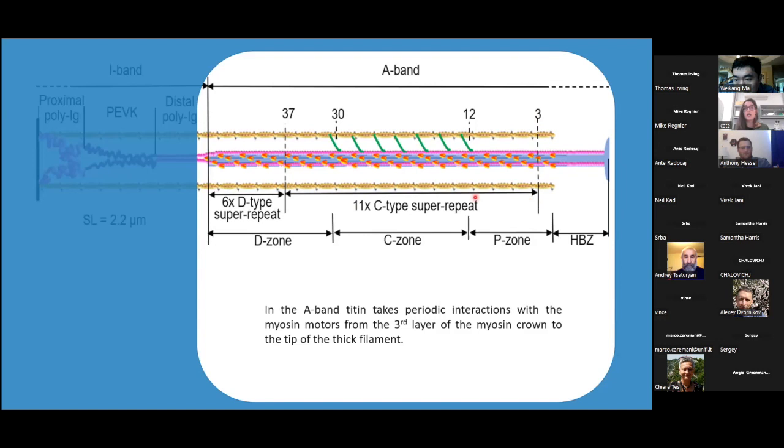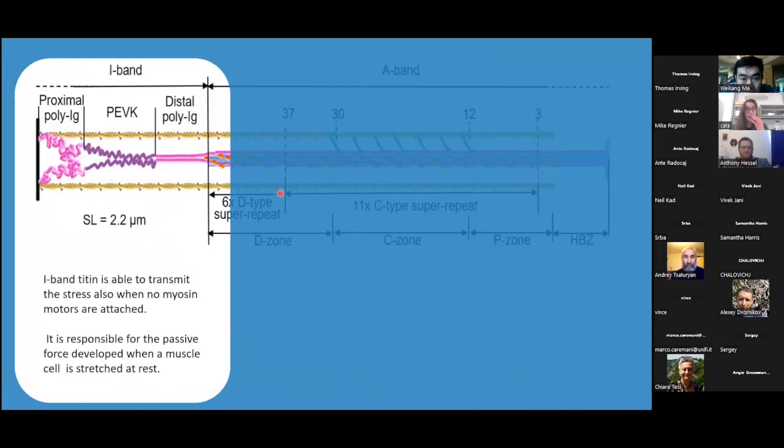the P zone to the tip of the myosin filament, while in the I band, titin is composed of three different segments, of which only the first two, the proximal Ig and the PEVK segment, account for titin extensibility. In this region, titin is able to transmit stress even when there's no myosin motor attached, and it's responsible for the passive force developed when a muscle cell is stretched at rest.